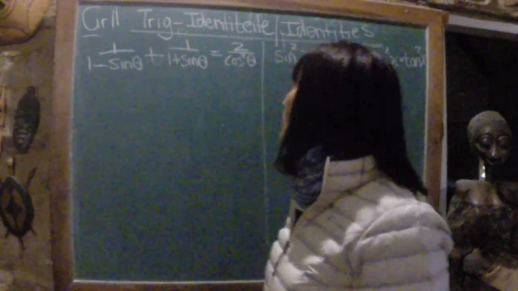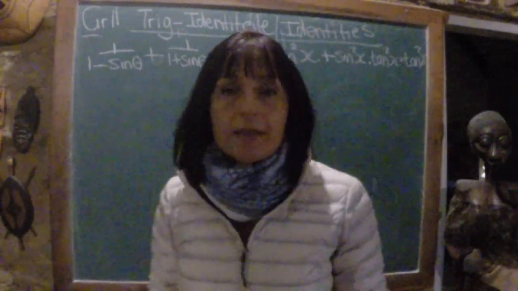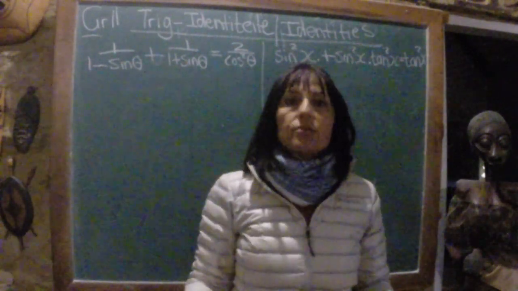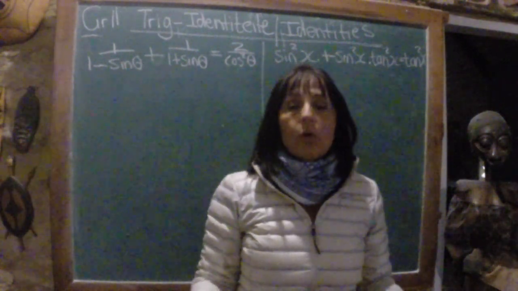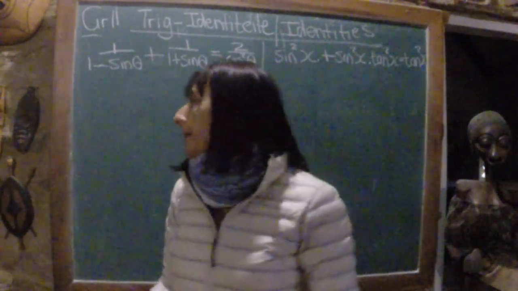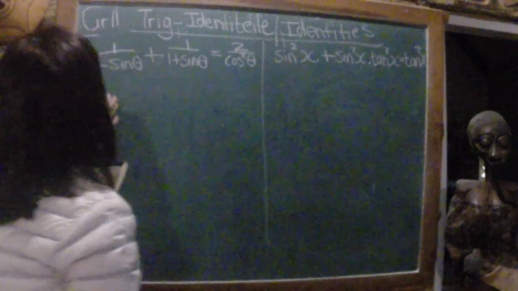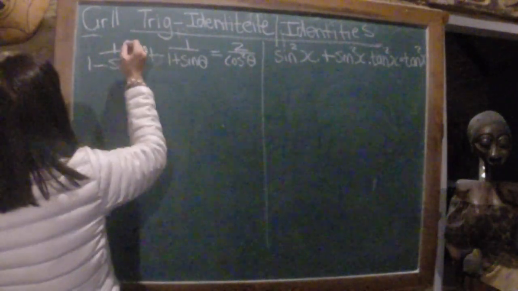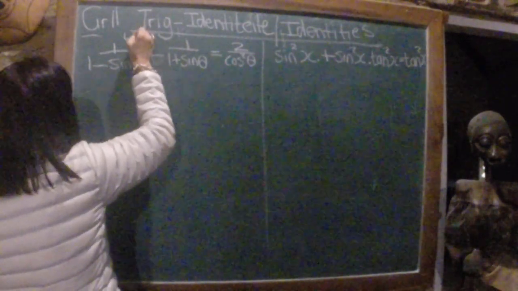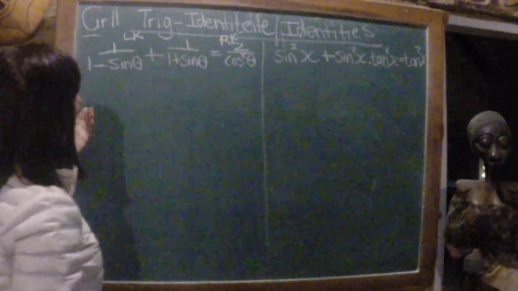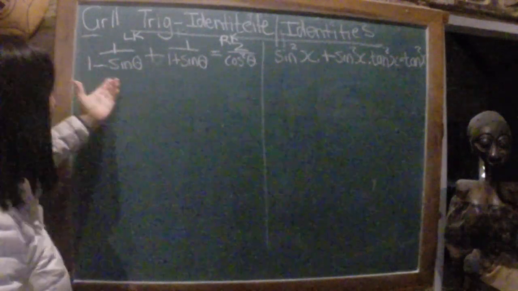Kom ons kyk weer na identiteite. We're going to prove identities again today. We did the basic identities yesterday, and today we're going to do more complicated ones. So listen carefully. When we do identities, we must prove that the left-hand side equals the right-hand side. So you can clearly see that the left-hand side is more difficult.